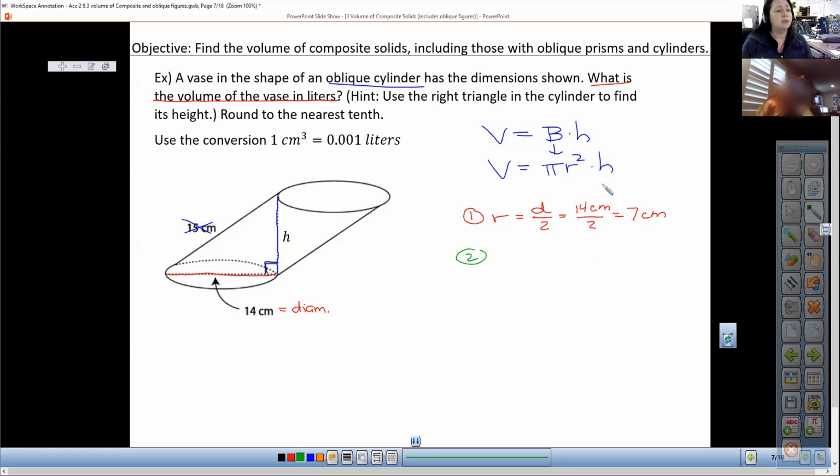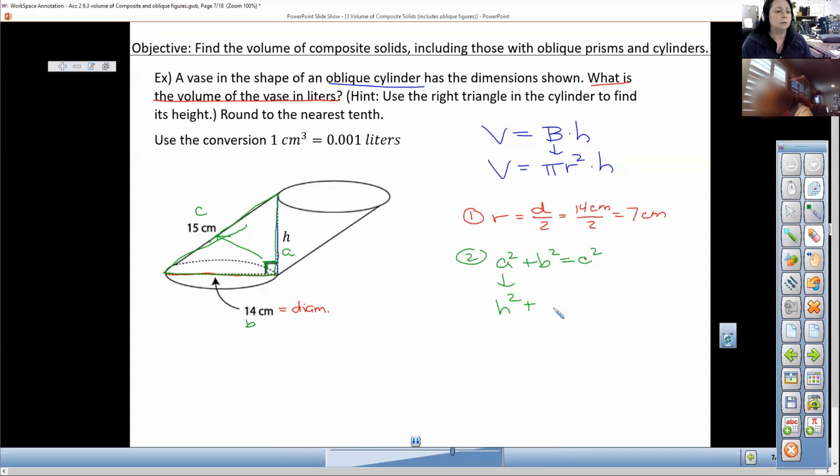Another thing that we have to do is find that height. Here we have to realize we're going to have to use our Pythagorean theorem, because we don't know our height, but our height is part of this right triangle that I am outlining in green right now. Here's the right angle. Remember, across from the right angle is our hypotenuse, which is C. So the 14 and the H would be like our A and our B. So A squared plus B squared equals C squared becomes H squared plus 14 squared equals 15 squared.